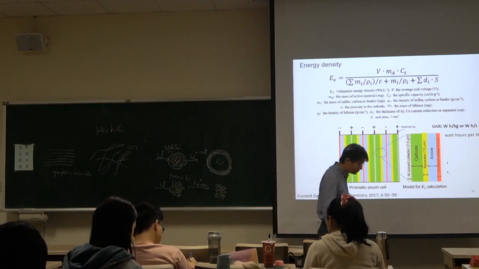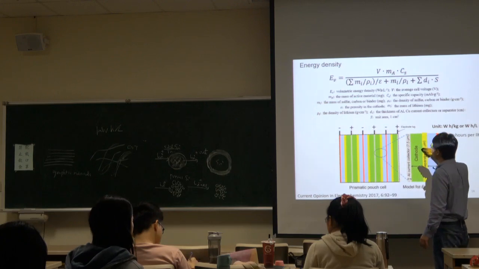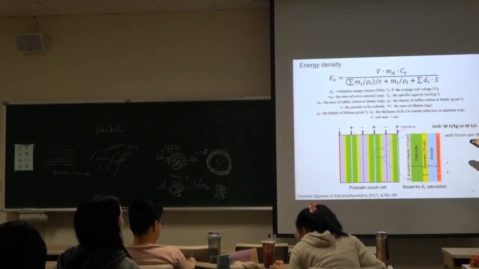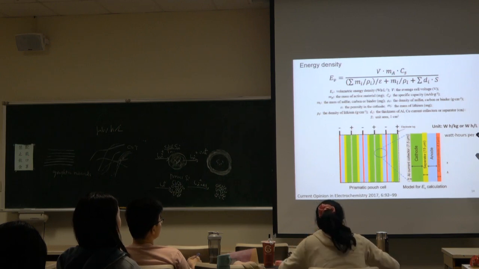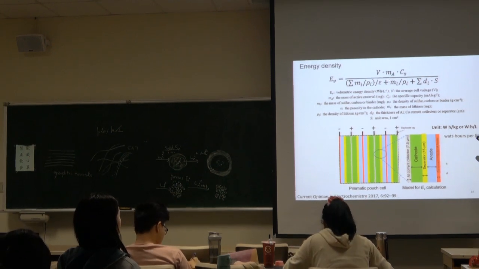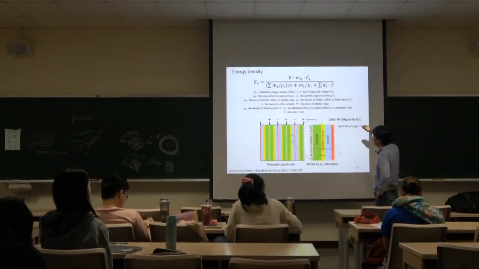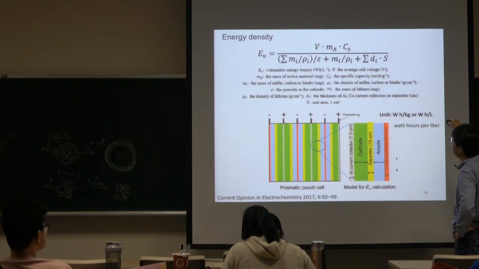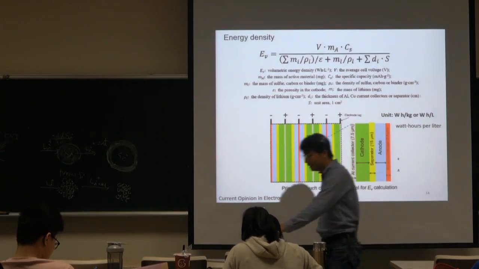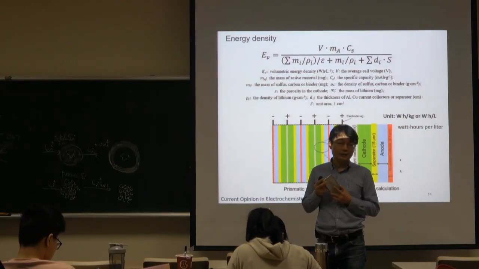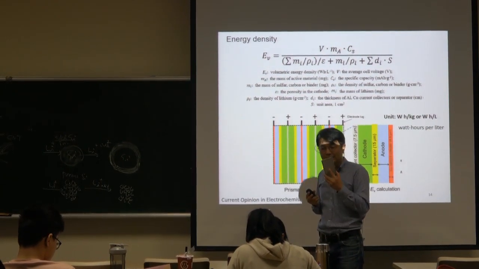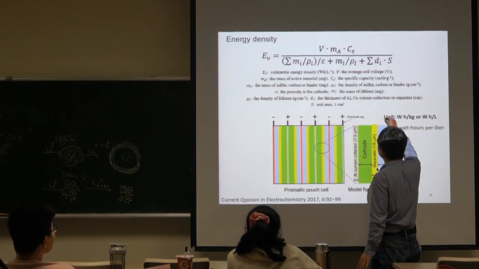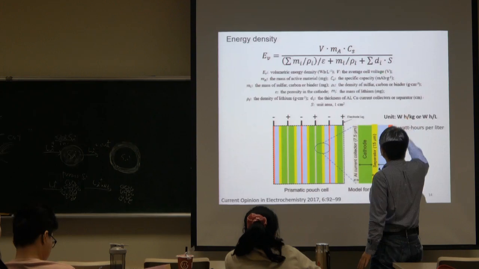So this is the energy density calculation. This is the unit EV. The capital V is the average cell voltage. That means how much voltage this battery has. So you have the battery, right? You have the battery output voltage.